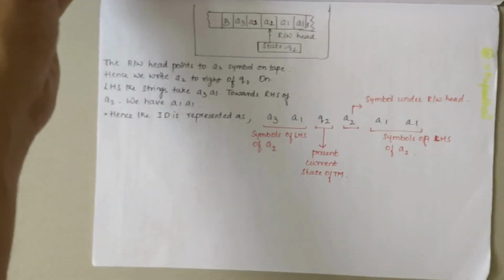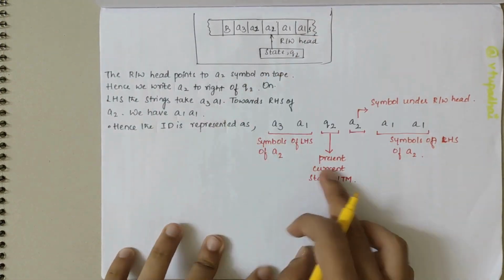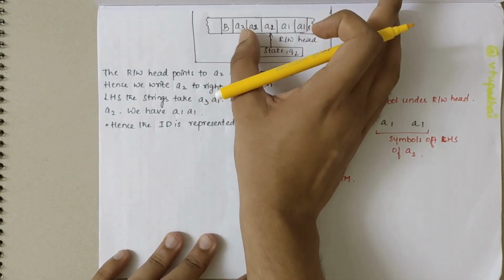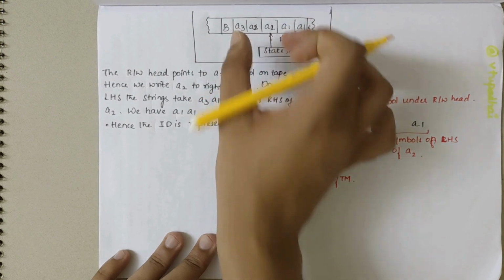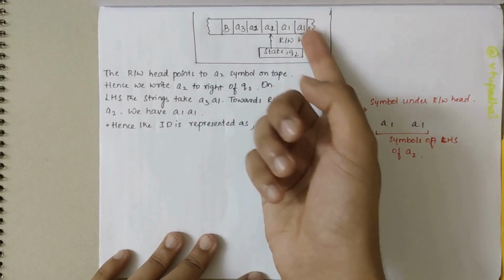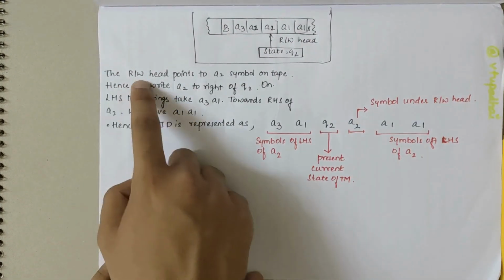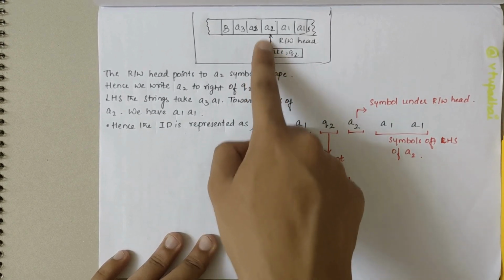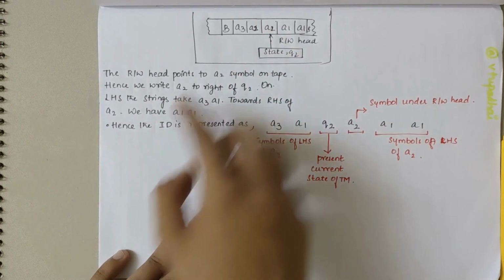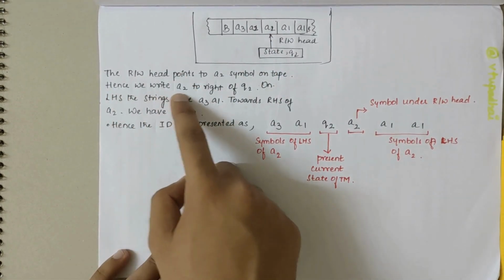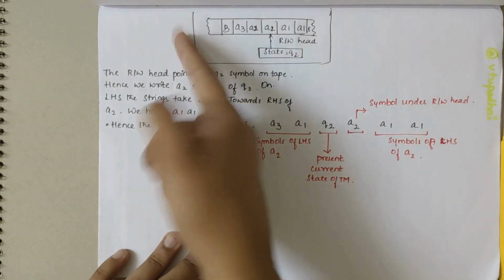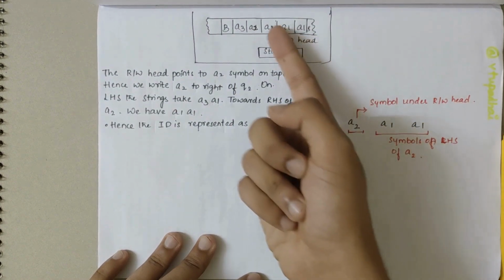Moving on to understanding how it is represented. Consider this tape which has A3, A1, A2, A1, A1 as the input string, with B and B defining where it starts and ends. The read-write head points to the A2 symbol on the tape. The state here is Q2, so we can write Q2 to the left of A2. On the left-hand side the string has A3 and A1, and on the right-hand side we have A1 and A1.